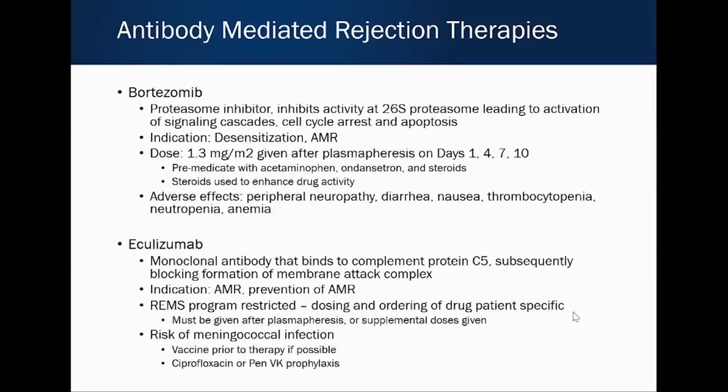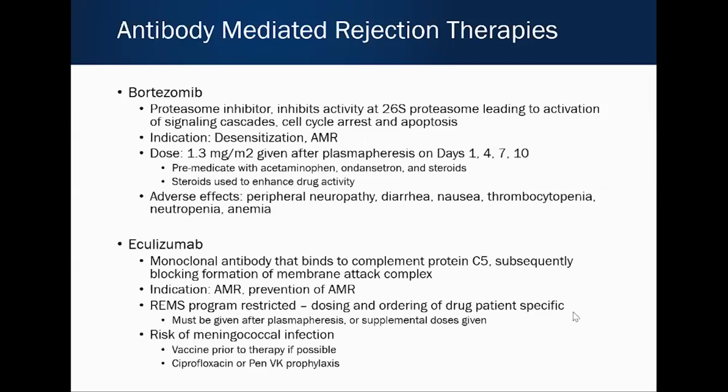We do pre-medicate, but not for any sort of infusion-related reactions. We actually give steroids prior to the drug because it helps to enhance the activity of the drug. The biggest side effect of Velcade for us to always be aware of is peripheral neuropathy. Obviously, infections and thrombocytopenia and neutropenia can all occur, but as far as side effects we worry about from a quality of life standpoint, peripheral neuropathy can develop.